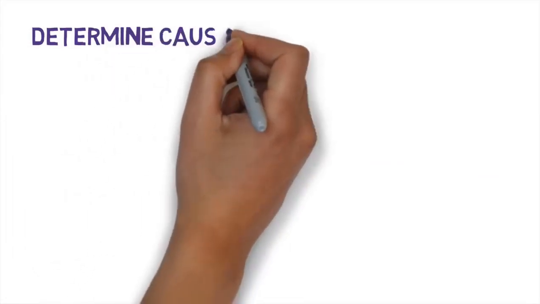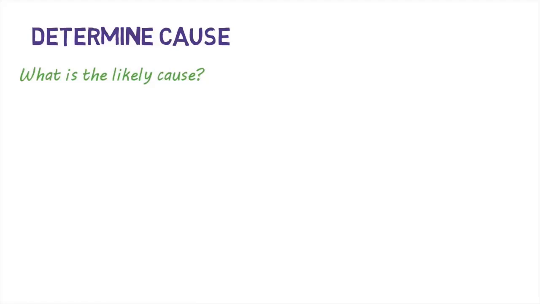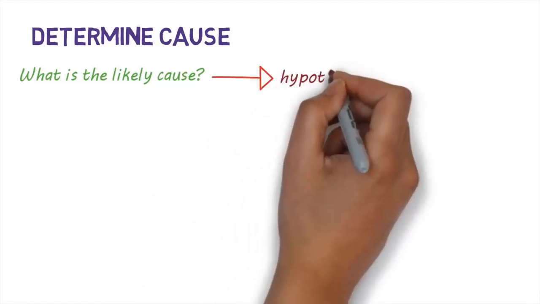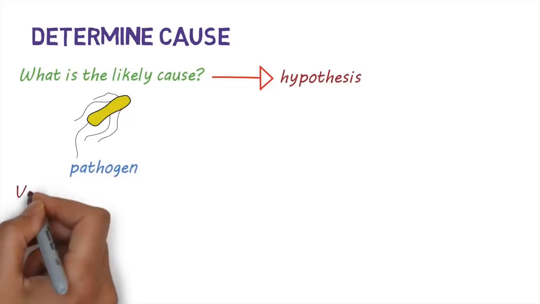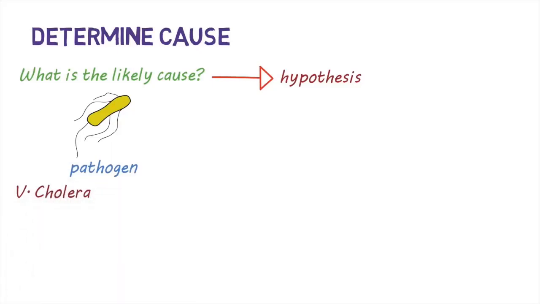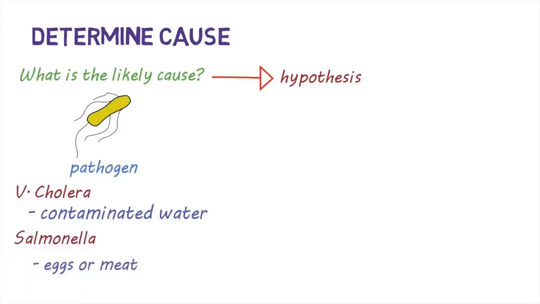Figuring out what caused the outbreak is the next part of the outbreak investigation. From the information that is available from the steps before, investigators might have an explanation for the likely cause of the outbreak. This is also known as a hypothesis. Now, if the pathogen that's the cause of the outbreak is already known, then it can provide useful information to guide investigators to the likely source and mode of transmission. For example, in an outbreak caused by cholera, investigators would look at contaminated water as the potential source of the outbreak. If it's a salmonella outbreak, it's likely due to contaminated eggs or meat products.